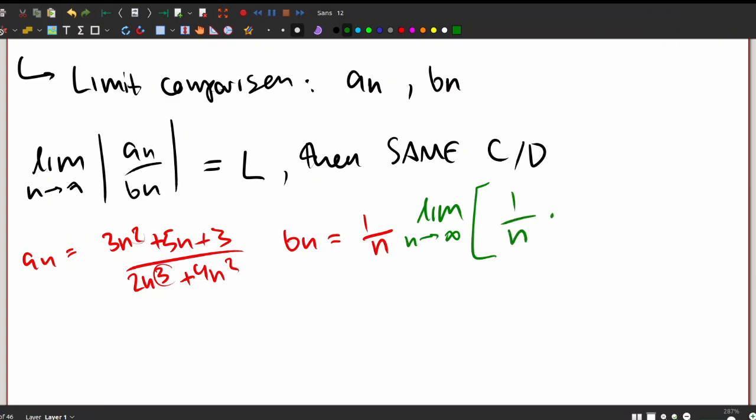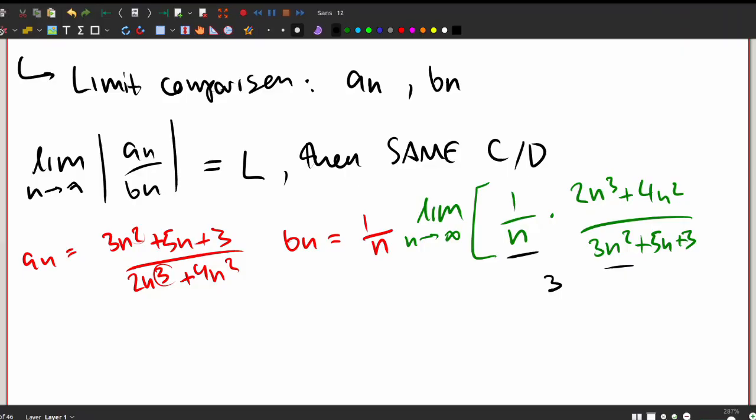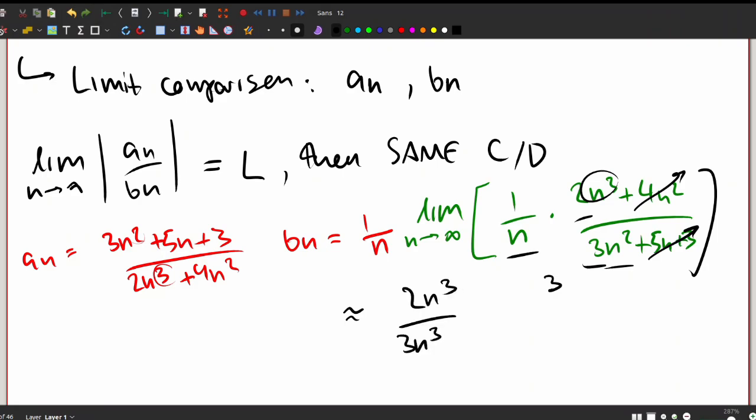So I'm going to say 1 over n divided by, and I'm going to flip the fraction, so 2n cubed plus 4n squared over 3n squared plus 5n plus 3. Now, the degree is going to be here 1 plus 2, so 3 degree in the denominator and third degree in the numerator. The coefficients are 3 and 2, so for very large values of n, these smaller degrees of n don't really do anything. So this limit is going to be dominated by the 2n cubed and the 3n cubed that we have in the numerator and denominator. And this limit, as n approaches infinity, will be equal to 2/3.